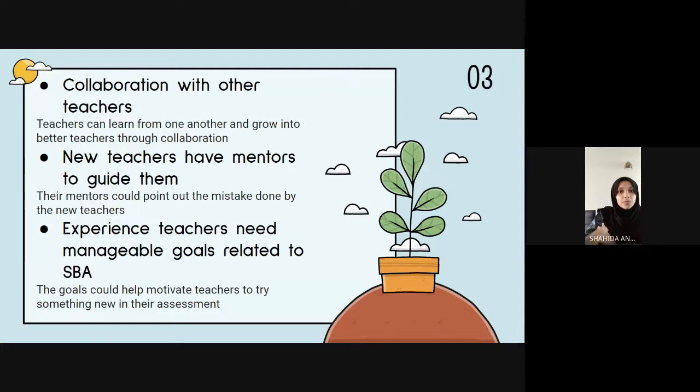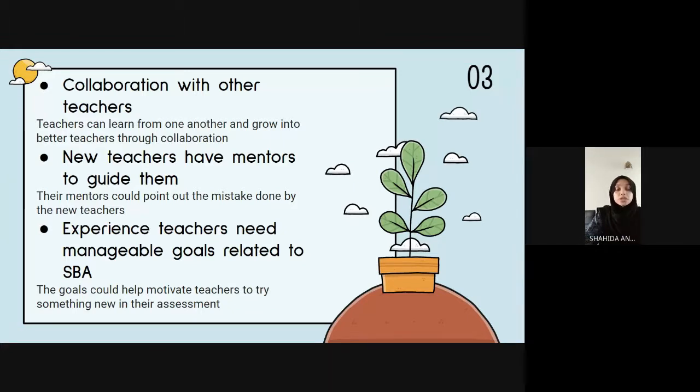Teachers can learn from one another and grow into better teachers through collaboration, meaning that experienced teachers can teach the new teachers from their experience, something that could help them adjust more with the assessment of students. And new teachers can teach them about SBA because new teachers have learned SBA in their institution or university. The second one is that new teachers have mentors to guide them. Their mentors could point out the mistakes made by the new teachers.